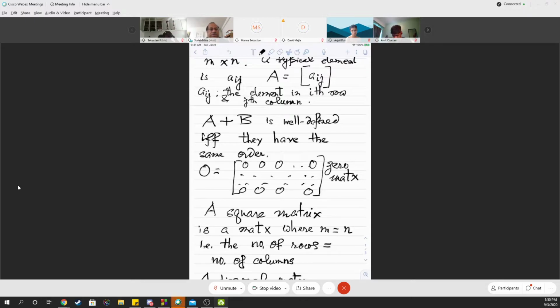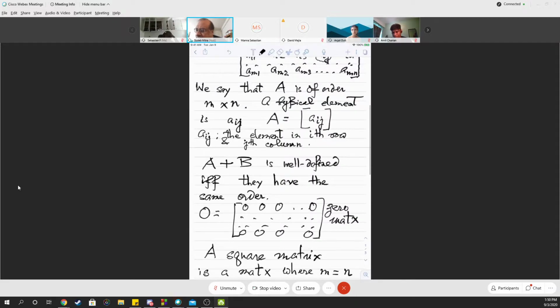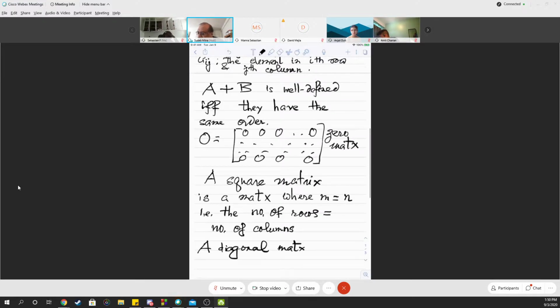What is your question? A typical element. This is typical. Thank you. A typical element is Aij. So just a minute, there is something I want to say here. A square matrix is a matrix where m equals n. That is perfectly correct.